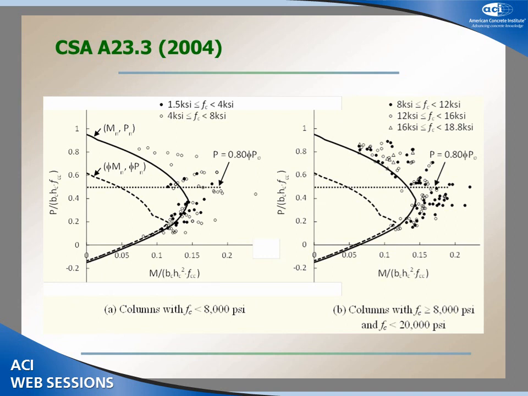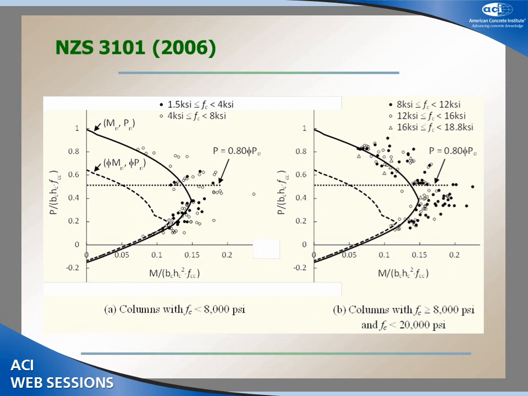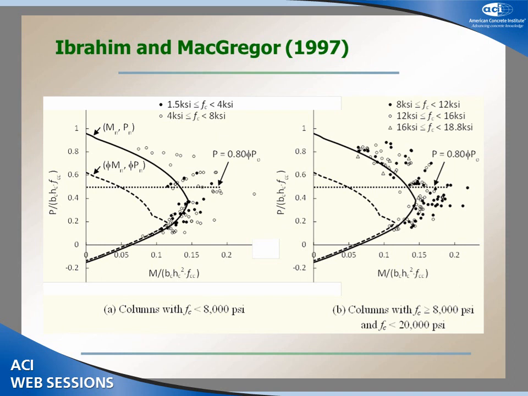Let's move to the other expressions, starting with the Canadian code. If you look at the normal strength concrete, the performance is similar to what we saw in the ACI code. However, for high strength concrete, suddenly they become more conservative than for normal strength concrete. So we can say that the Canadian code is on the conservative side. For the New Zealand code, similar conservatism is maintained for both normal strength and high strength concrete, which is good. For the expressions proposed by Ibrahim and MacGregor, the performance for high strength concrete is in between the Canadian and New Zealand codes. They are acceptable.